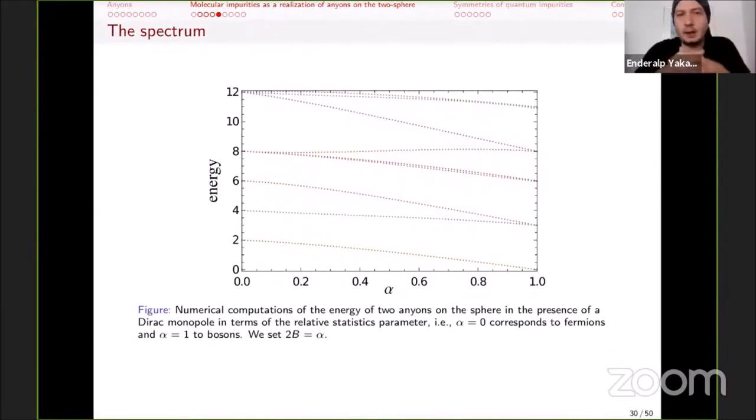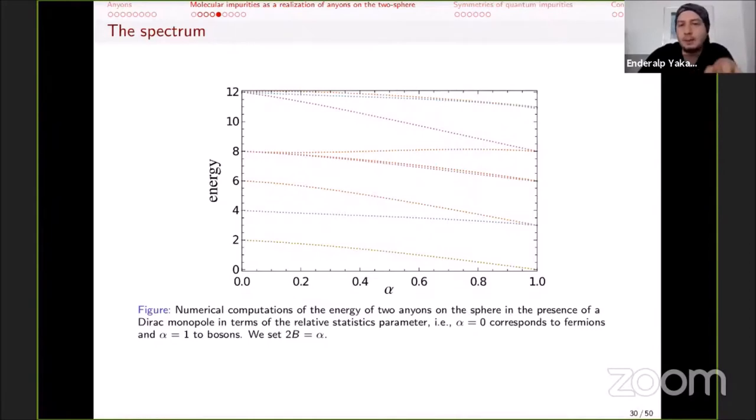So this is the spectrum as a function of the relative statistic parameter. It's not the absolute one, it's relative. We plot this in order to be consistent with the existing literature. Here, alpha equals 0 corresponds to the fermionic end, and alpha equals 1 corresponds to the bosonic end. And as you see, the spectrum clearly interpolates between the fermionic end and the bosonic end. We obtain this solution just by solving the impurity model in the limit of omega going to infinity.